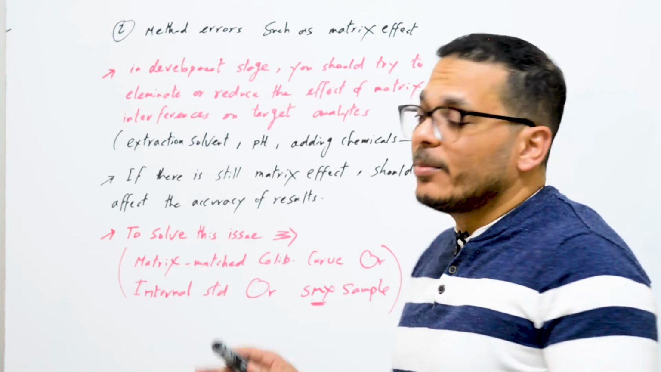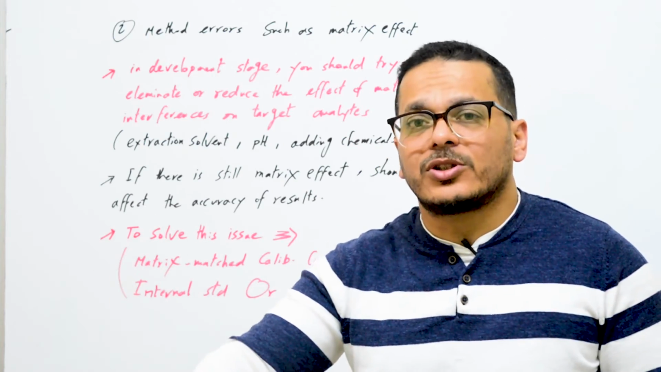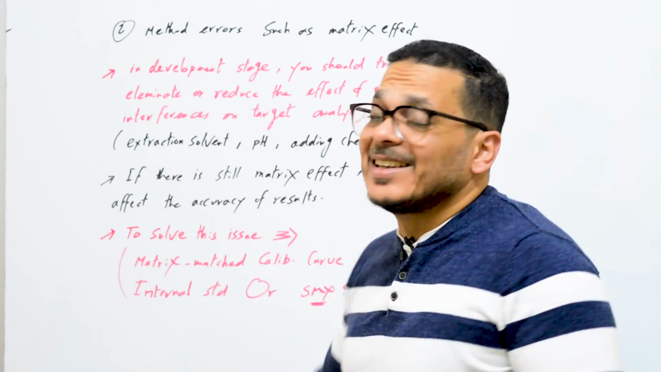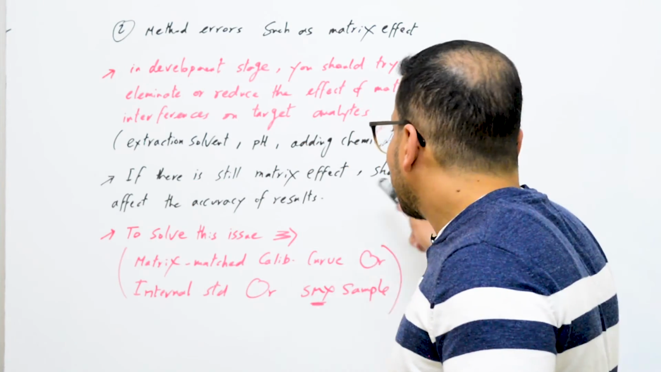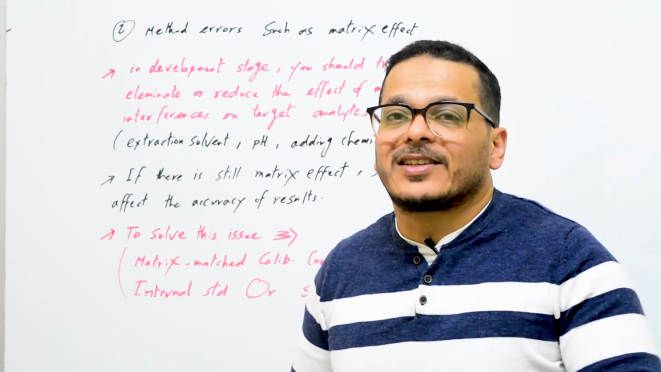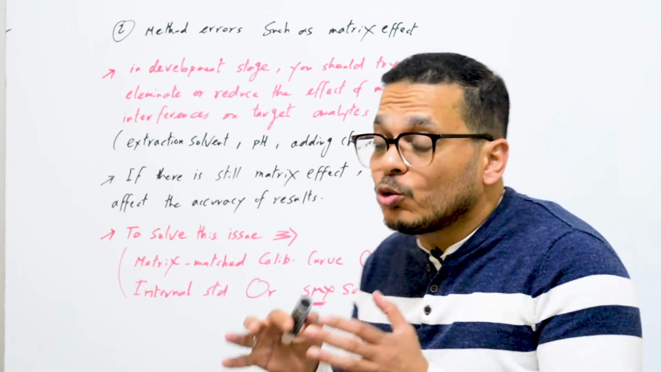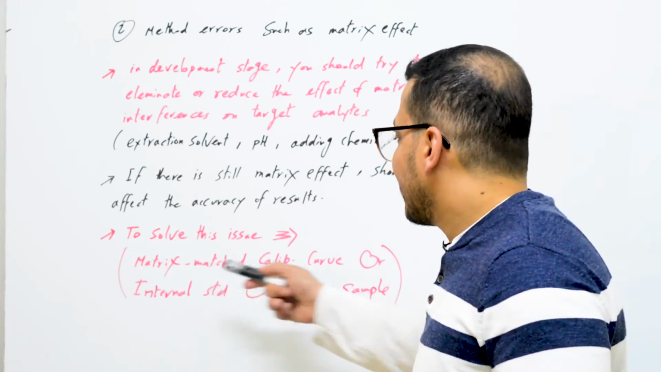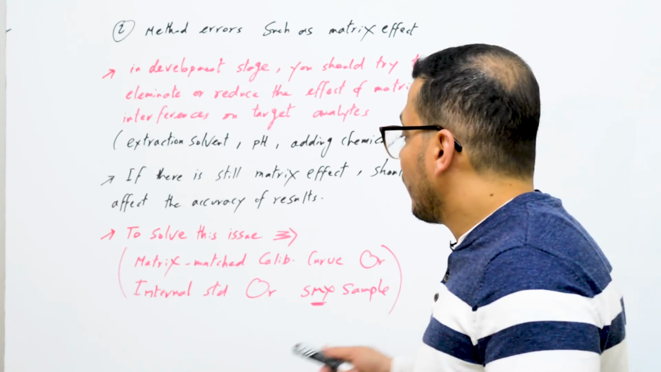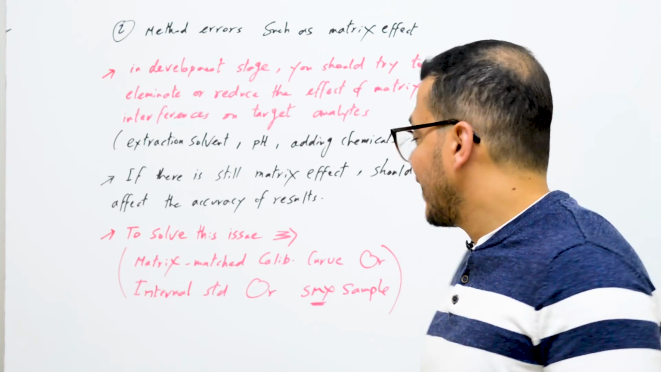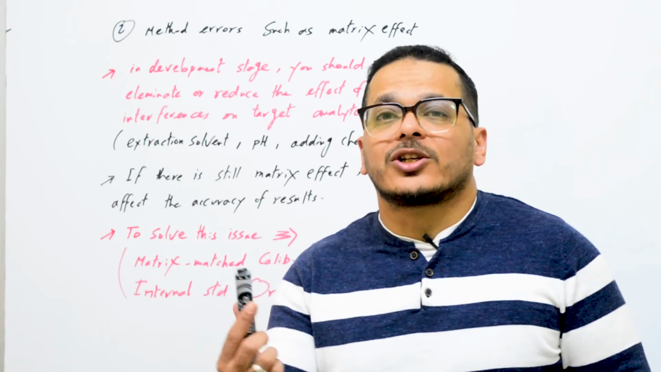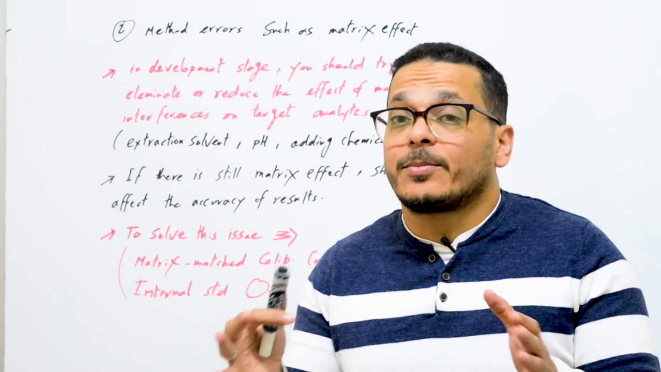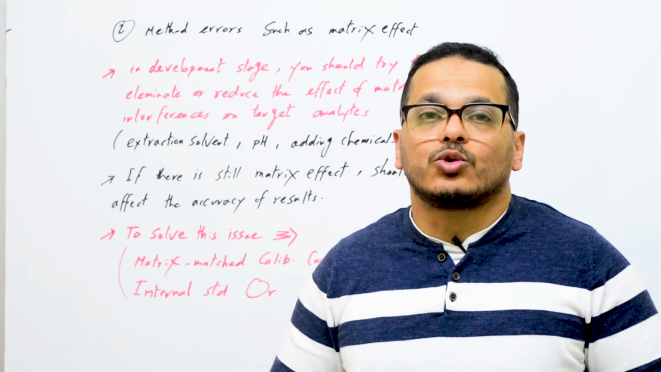So if there is still matrix effect after you develop the method and you have the final method approved, this matrix effect should not affect the accuracy of the result. To fix this issue, you have three things you can do: a matrix matched calibration curve, an internal standard, or you can add another sample which is a standard matrix sample. All of these will be explained after, inshallah, in quality control procedures.